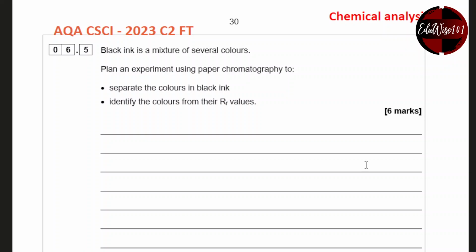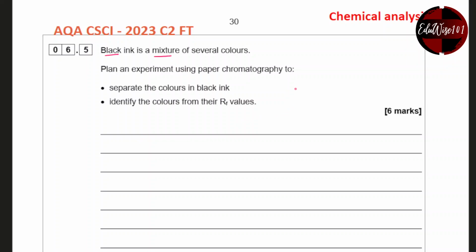Question 6.5. Black ink is a mixture of several colors. Plan an experiment using paper chromatography to separate the colors in the black ink. Identify the colors from their RF values. So how would you do it?